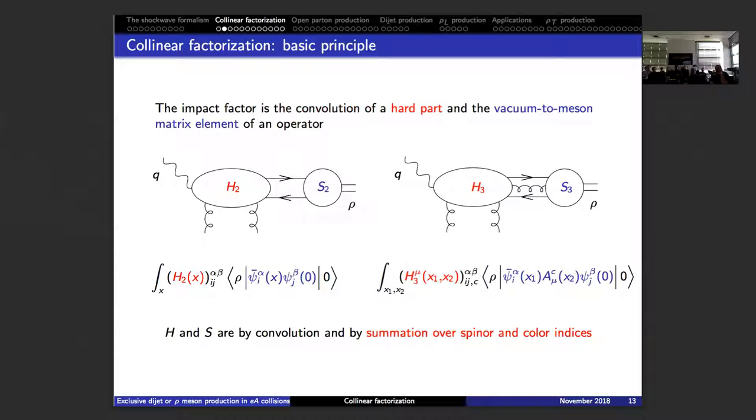Or full wave function. You just have to calculate the impact factor. Yeah, typically at low x, people would just say that you're convoluting your hard part, so the wave function of the photon splitting into quark anti-quark, with the wave function of the rho splitting into quark anti-quark. You cannot do that at NLO because you need to cancel some divergence.